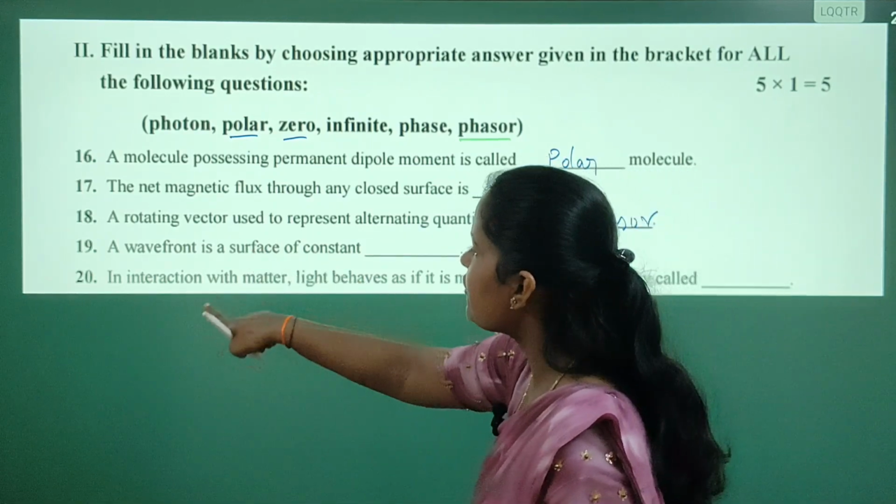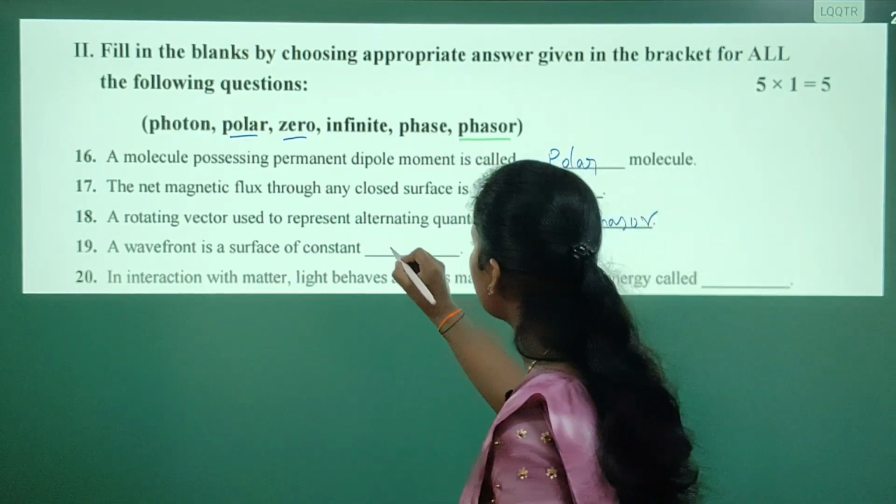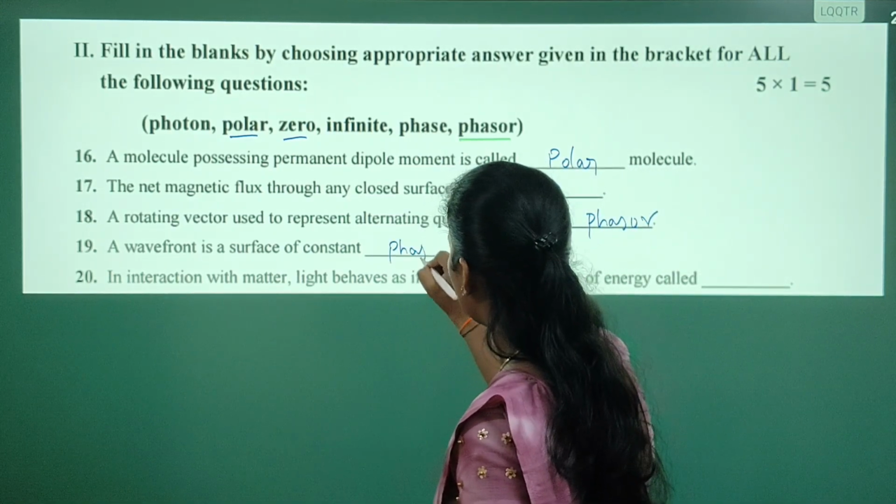Here next: a wavefront is a surface of constant... Which is the constant in the wavefront? Phase is the constant. Phase is the constant.